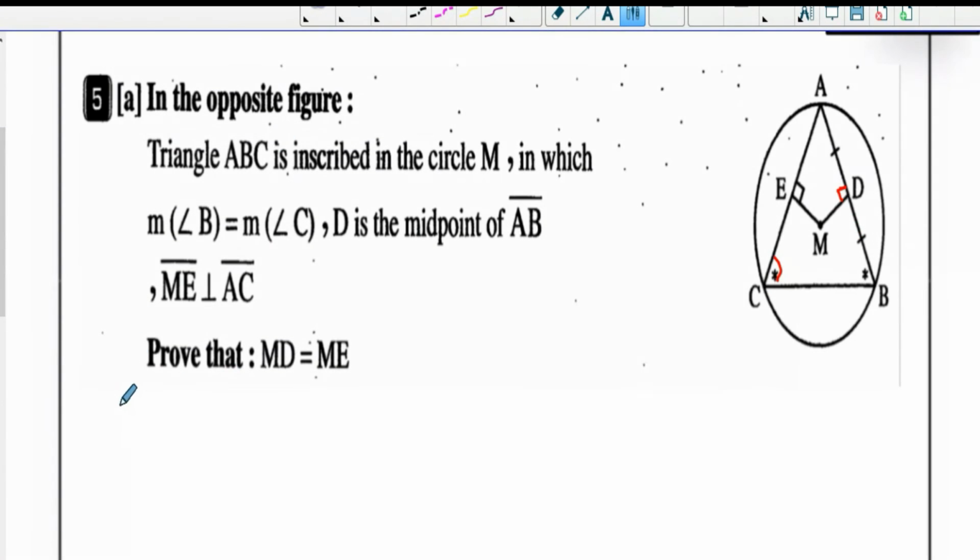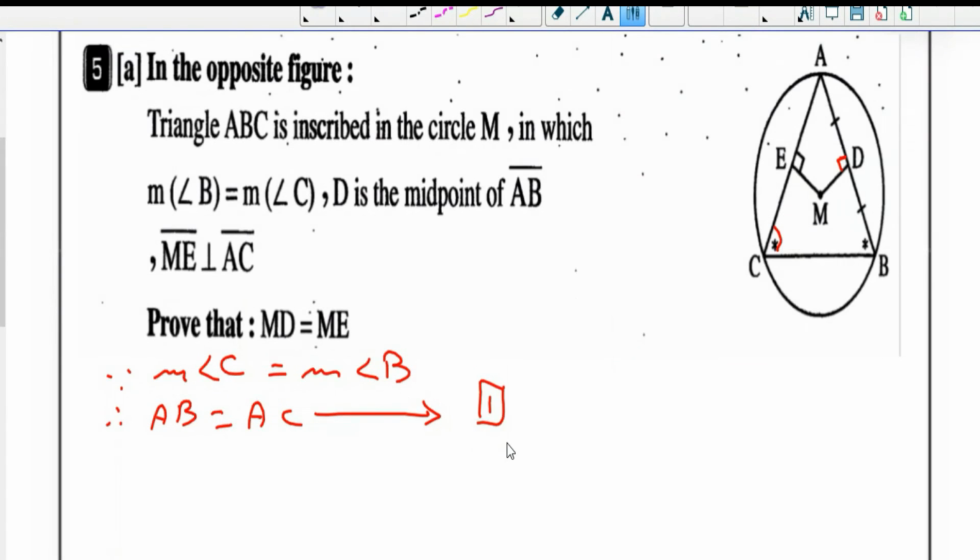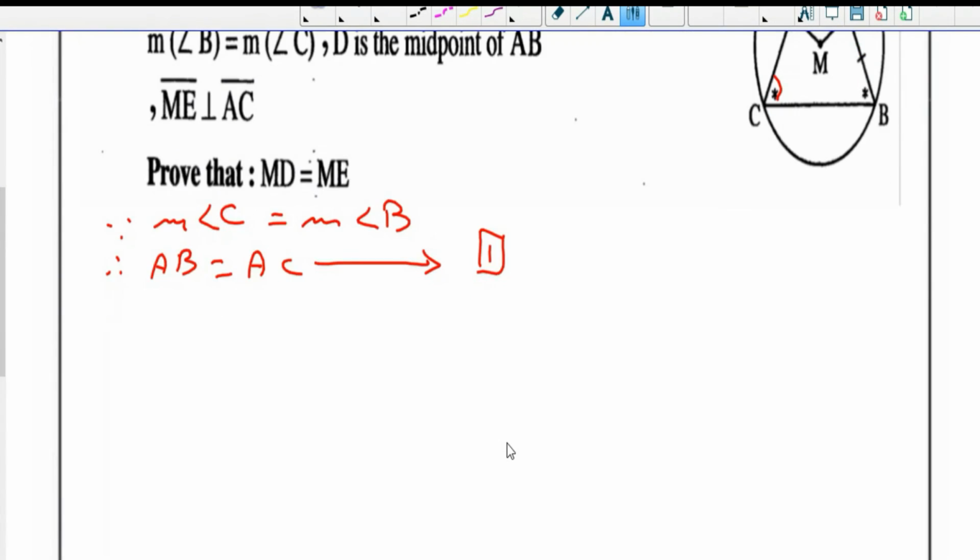Since the measure of the angle C equals the measure of the angle B, therefore AB equals AC. Yes, this is the triangle ABC. And I name this 1.